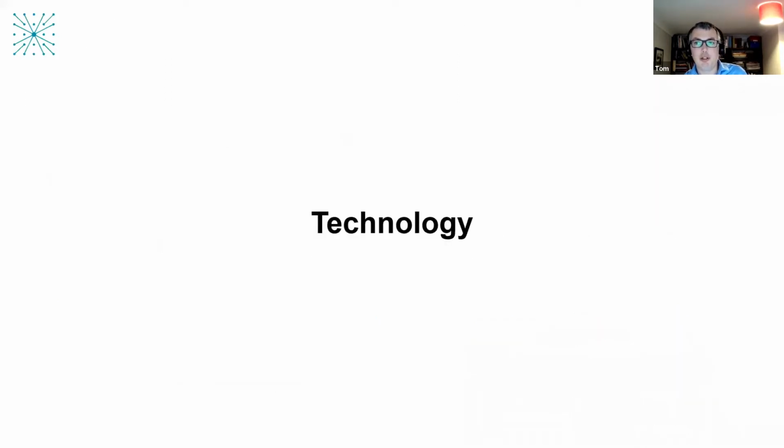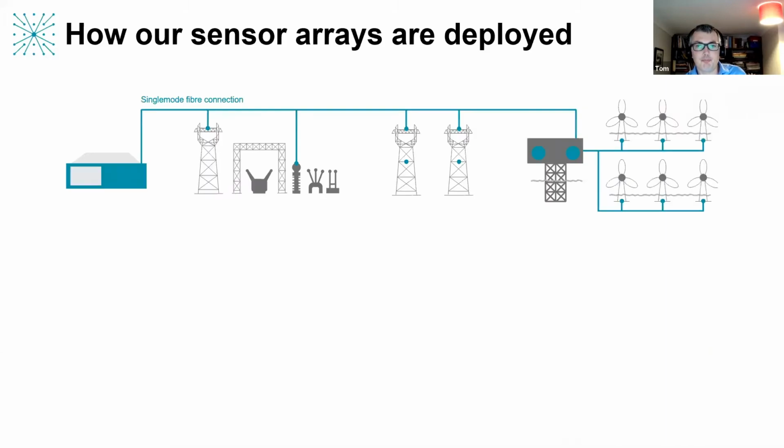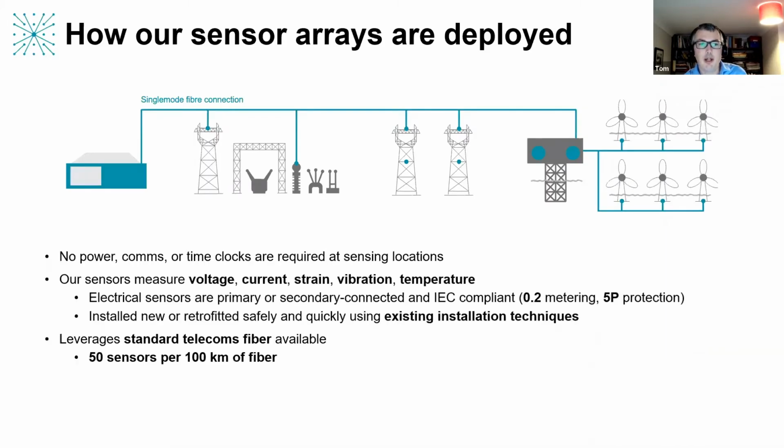So now we'll have a look at how the technology works. As I've mentioned, our system is completely passive, and this means there's no power, comms, or time clocks required at the measurement locations. Our sensors can measure any combination of voltage, current, temperature, vibration, and strain. And it's worth mentioning here that all the electrical sensors can be primary or secondary connected. This means that it's very easy to retrofit as well as do new installations.